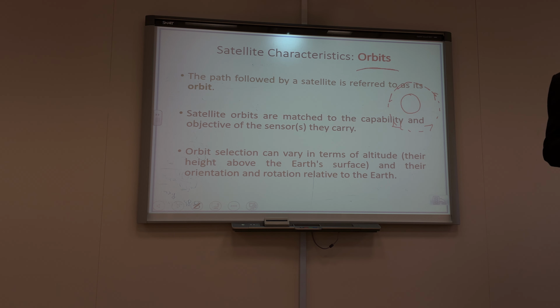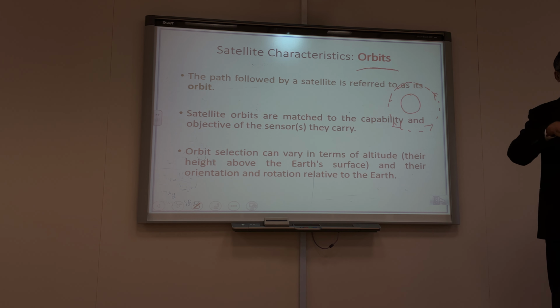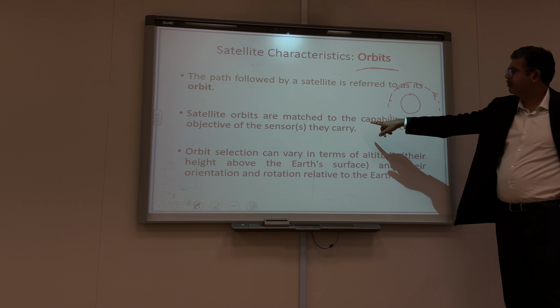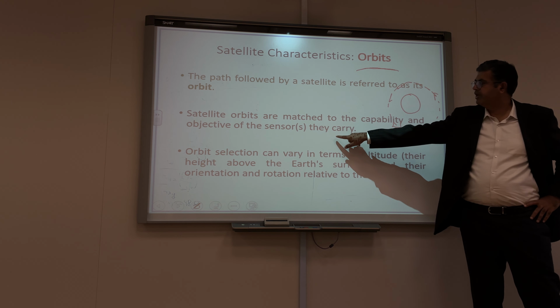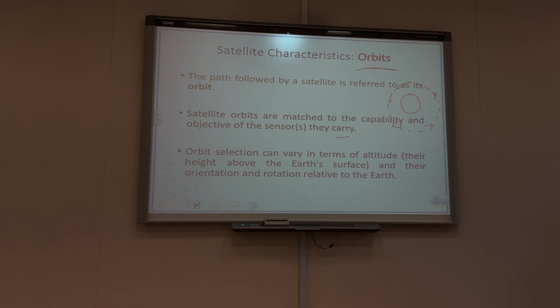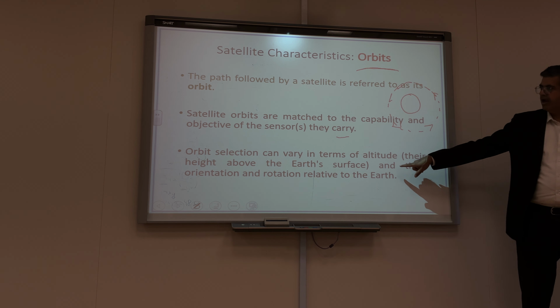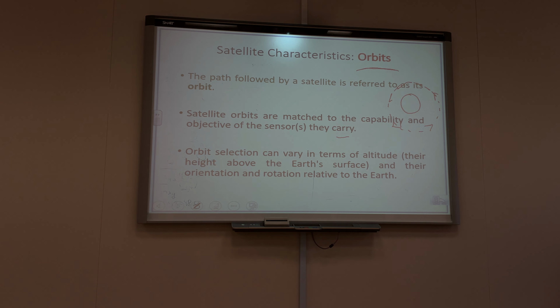Satellite orbit is very important depending on our application. For what purpose we want to use the remote sensing images, based on that we will choose the satellite orbit. Not all satellites will be in the same orbit, they will be in different orbits. Satellite orbits are matched to the capability and objective of the sensor they carry. Orbit selection can vary in terms of altitude, their height above the Earth's surface, and their orientation and rotation relative to the Earth's surface.